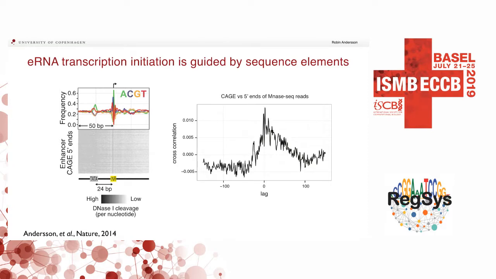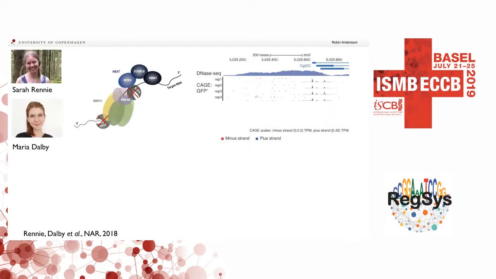We can also have a look at the location of the transcription start site with respect to the local chromatin. And if we do a cross-correlation of the position of the 5' end of a CAGE read versus the 5' end of an MNase-seq read that will tell you the location of nucleosomes, we can see that the most preferred lag is actually just around 0. So suggesting that the transcription initiation at enhancers is also happening just at the boundary of flanking nucleosomes. All right, so this was in human and mouse.